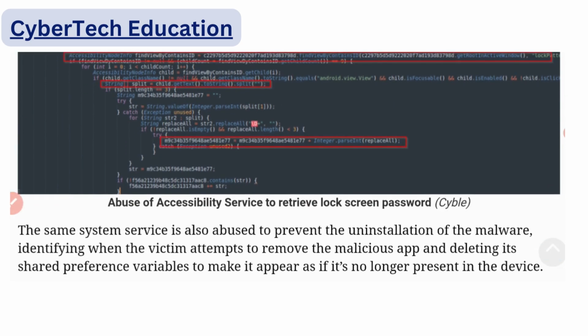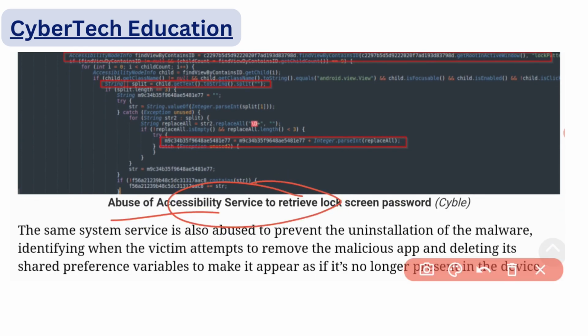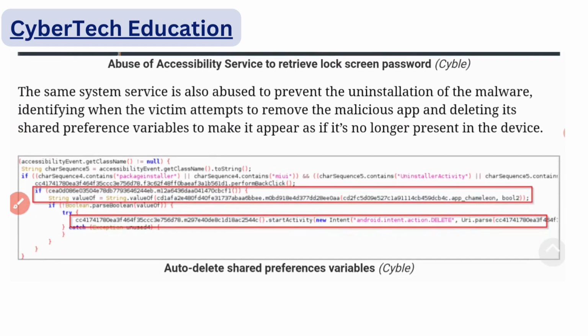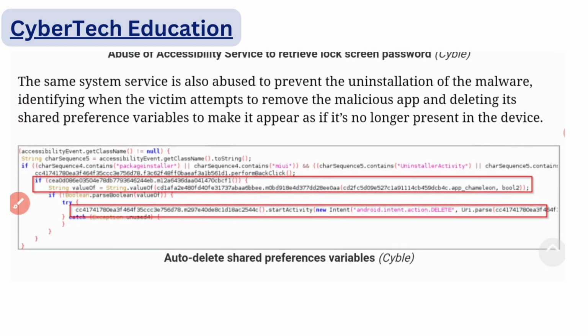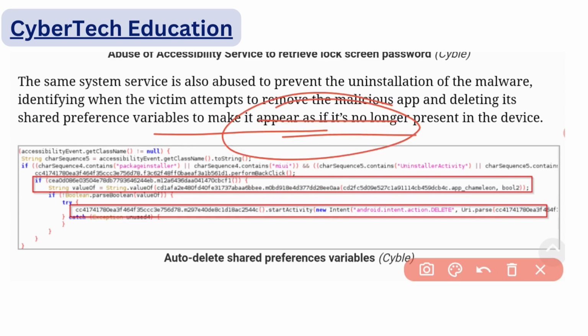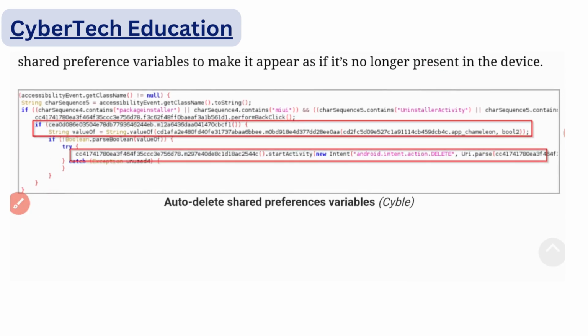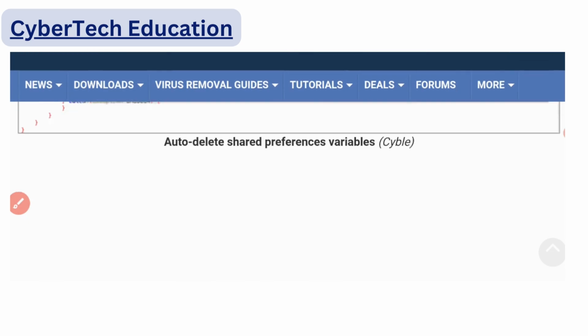It is also written that it abuses accessibility services to retrieve the lock screen password. The same system service is abused to prevent the uninstallation of the malware, identifying when the victim attempts to remove the malicious app and deleting its shared preference variables to make it appear as if it is no longer present on the device. This is how the code is performed in the auto-delete shared preference module.